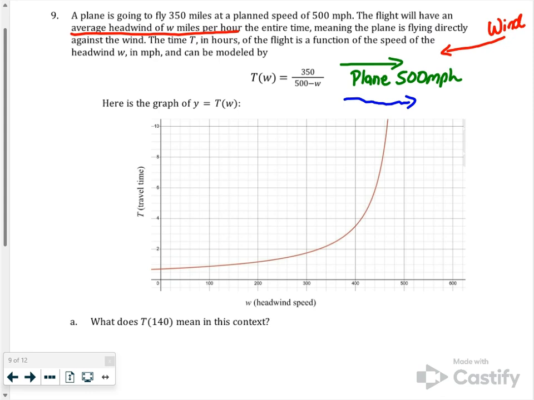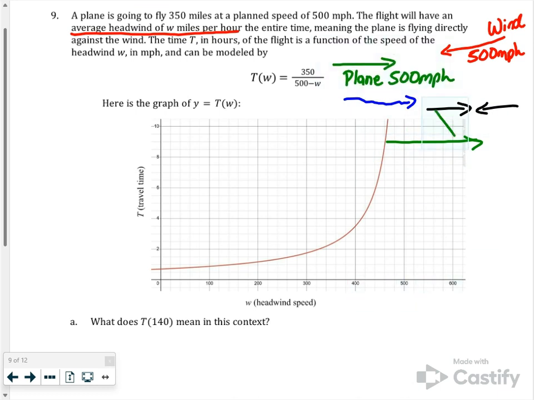And so if you do all the math to this, if we had crazy winds of 500 miles per hour and the plane was going 500 miles per hour, all of a sudden these two, the wind and the plane, would be going in opposite directions but at the same speed. And weirdly enough, that would kind of make the plane just fall out of the air.